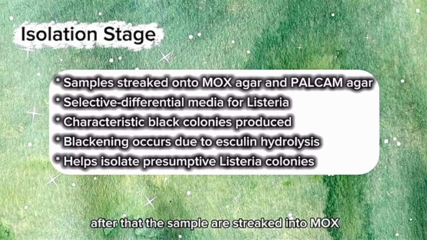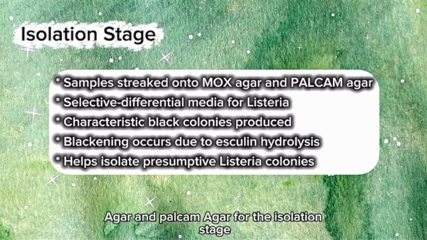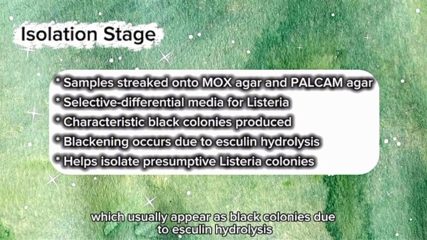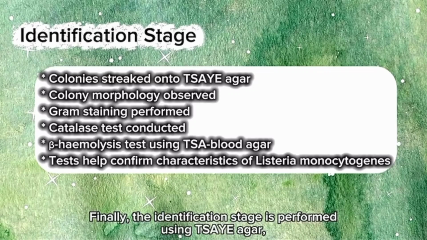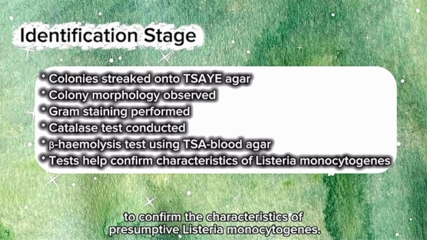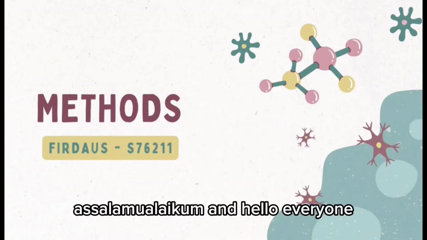After that, the samples are streaked onto Oxford agar and PALCAM agar for the isolation stage. This selective differential media help isolate characteristic Listeria colonies, which usually appear as black colonies due to esculin hydrolysis. Finally, the identification stage is performed using TSAYE agar, gram staining, catalase test, and beta hemolysis test to confirm the characteristics of presumptive Listeria monocytogenes.